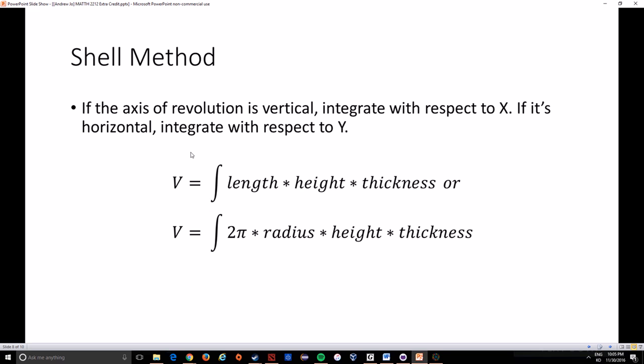The shell method is the last method that we will be discussing today. If the axis of revolution is vertical, integrate with respect to x. If it's horizontal, integrate with respect to y. Volume equals the integral of length times height times thickness, or the integral of 2 pi times radius times height times thickness.